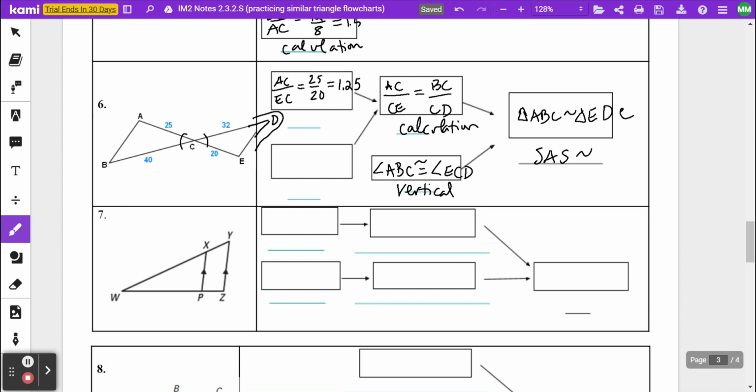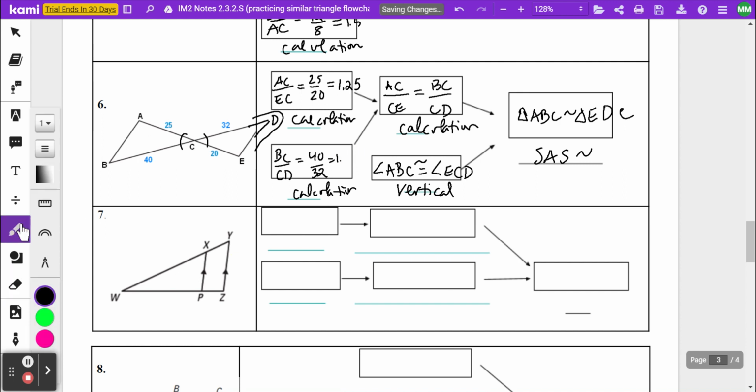And BC over CD equals 40 over 32, which is also 1.5. Yay! Okay, this is by calculation. Also, it's a coincidence. Oh, sorry, not 1.5, 1.25. I'll fix that. And then there is no coincidence, actually. This is great. Let's check our answers.